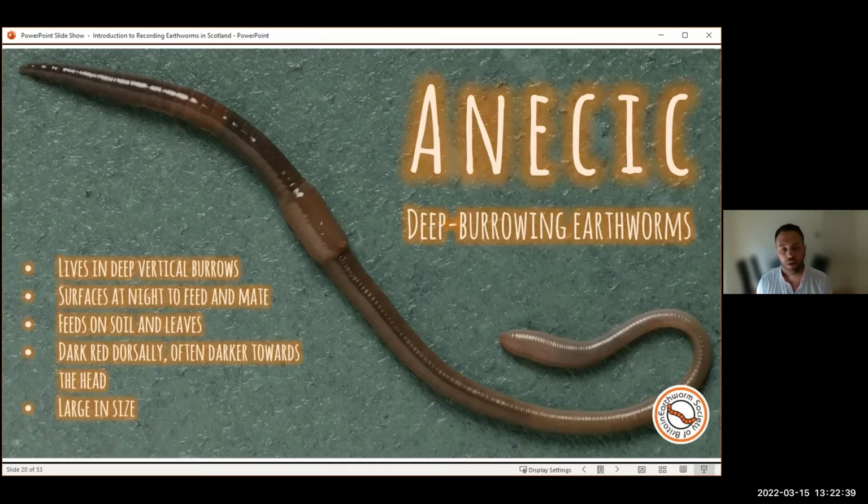They're the deep burrowing earthworms, and they live in deep vertical burrows. So these are permanent burrows that they excavate out, and then they will line the side of these burrows with mucus so that it's a permanent home. So they're not just munching their way through the soil all the time, they live in a permanent home. And they will come to the surface at night to feed and mate. So they'll be feeding on leaves on the surface, but they're also deep burrowing earthworms.